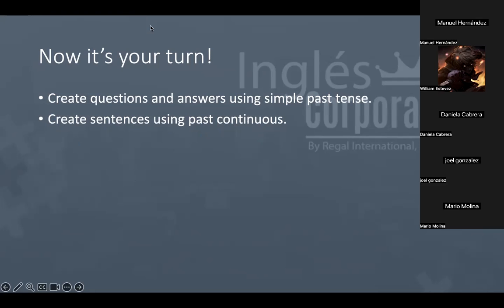Okay, so we are going to start now. I'm going to give you 5 minutes for both questions, and then I'm going to give you 2 minutes to create one sentence for past continuous. 5 minutos para esta y 2 minutos para esta. Okay? So you can start now, and when you're ready, please raise your hand. Levante la manito acá en Zoom, and I'm going to check the chat, and I'm going to ask you to read your participation, okay? Okay, so you can start now. I'm going to show you one more time.